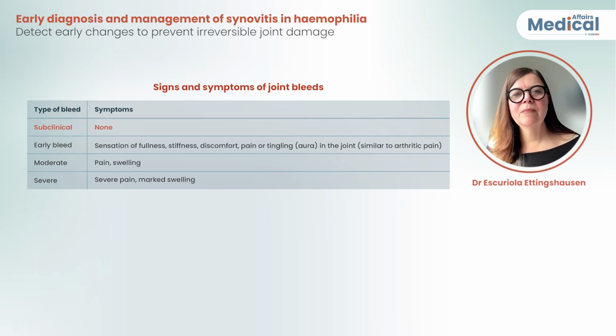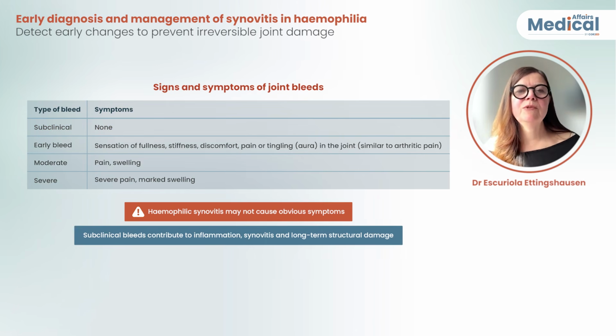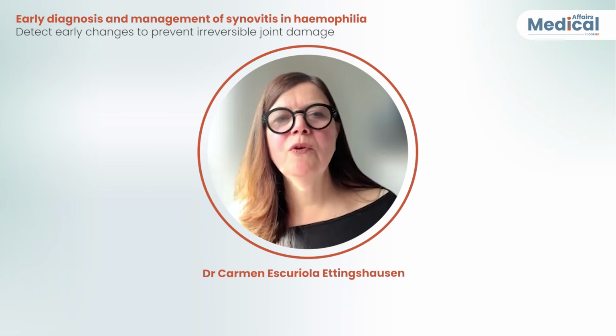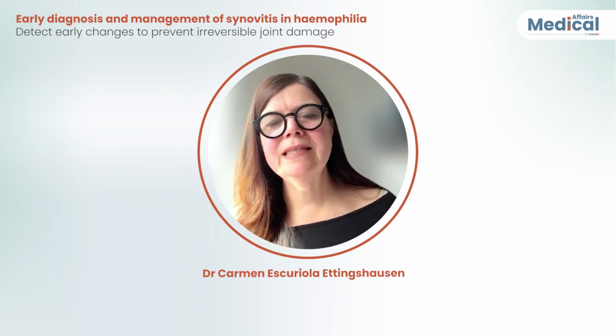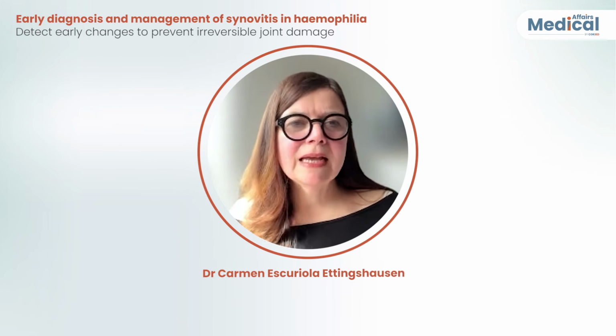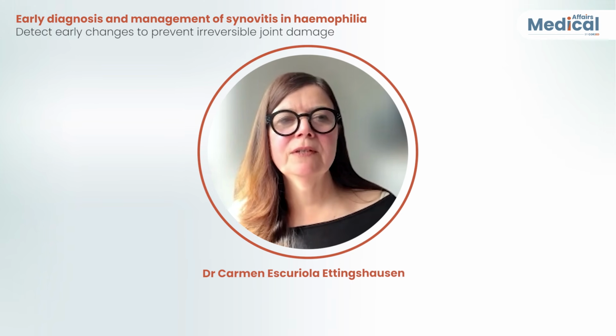Bleeding is intrinsic to hemophilia, so hemophilic synovitis may not cause obvious symptoms like pain and swelling that are common in synovitis in people without hemophilia. However, subclinical bleeds contribute to inflammation, synovitis, and long-term structural damage. Synovitis is a critical window for early intervention before developing long-term damage. It is the last reversible stage in the cascade leading to arthropathy. Therefore, joint monitoring should be proactive rather than symptom-driven.